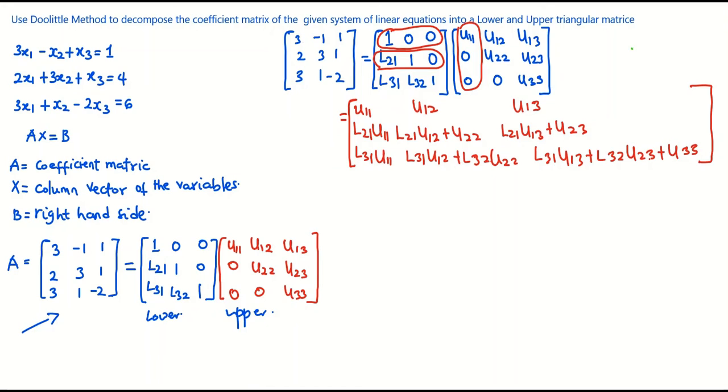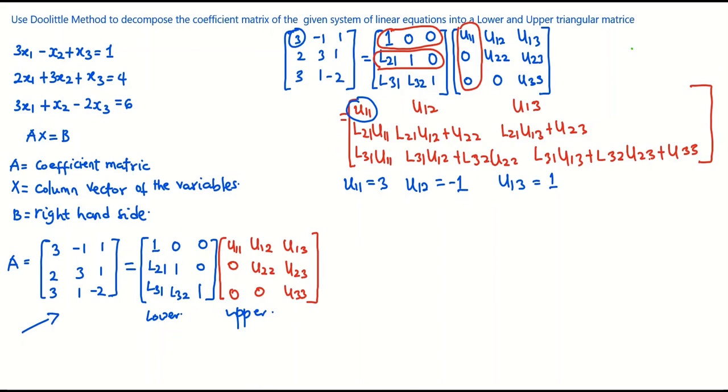So now let's look at how you are going to solve for the unknown values. From the resultant matrix you got from the multiplication, you can see that u11 will correspond to 3 here, right? So we can say that u11 is equal to 3, and then u12 will also be equal to minus 1, and then u13 will also be equal to 1.